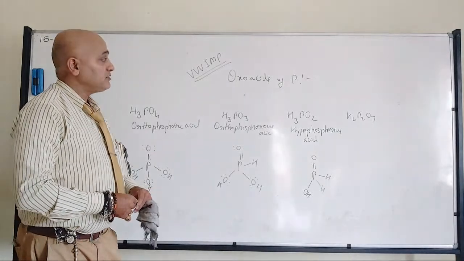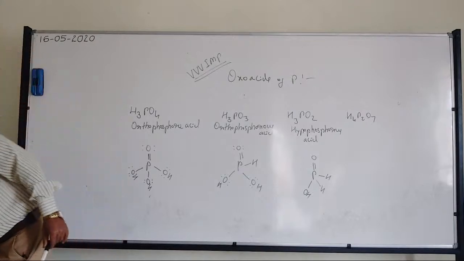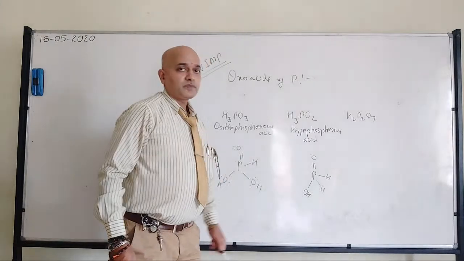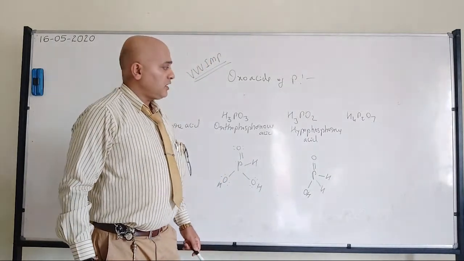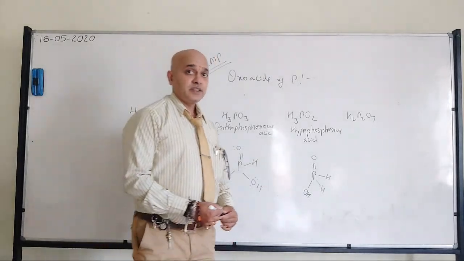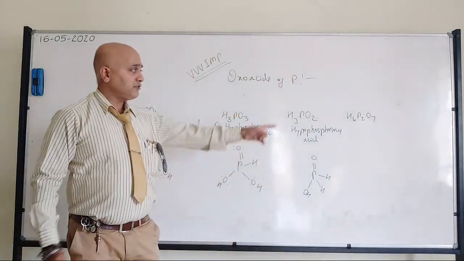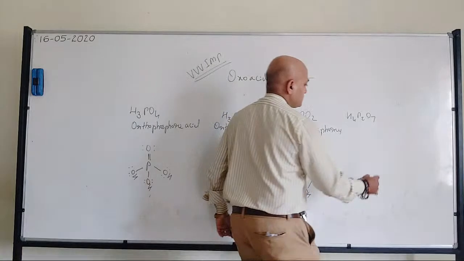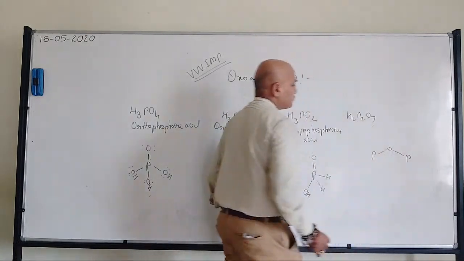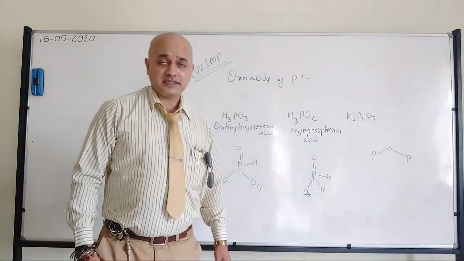So that's where we have the hypophosphorus acid. Fine? All of you have understood? So this is hypophosphorus acid. Now this one is the pyro compound. Pyro stands for where 2 phosphorus or 2 elements link through oxygen. So that is pyrophosphoric acid.